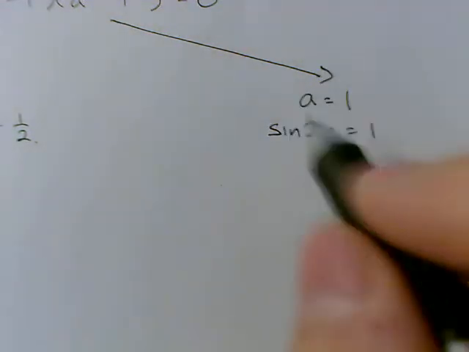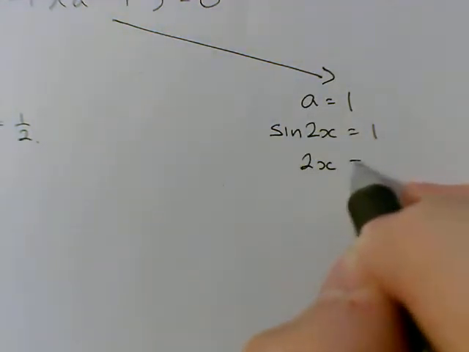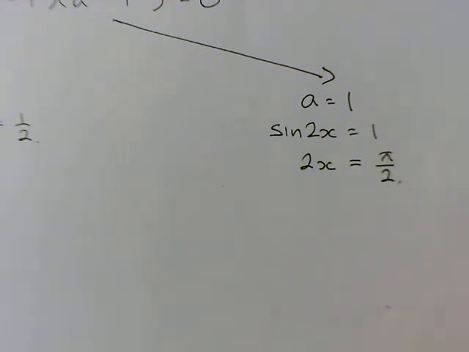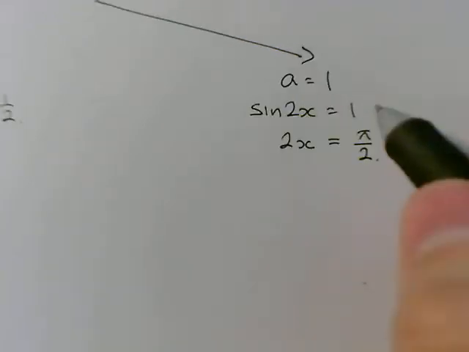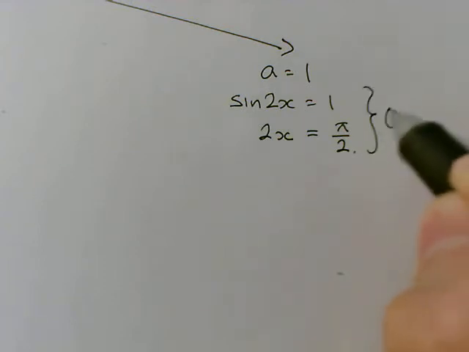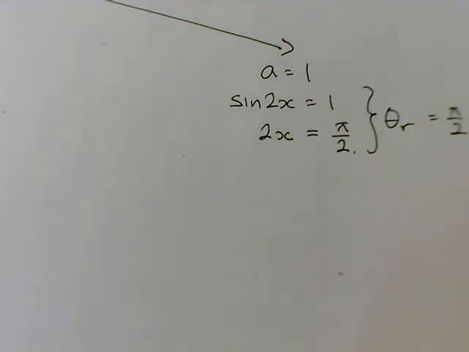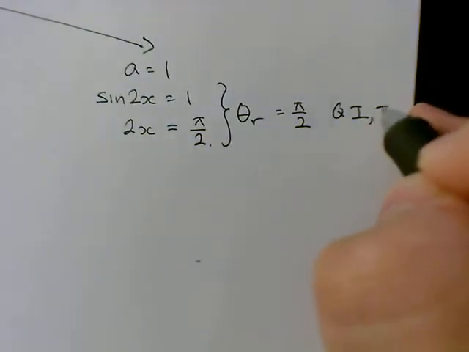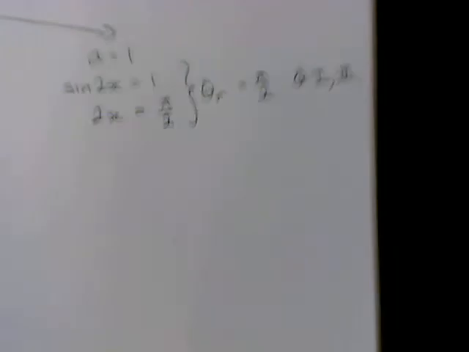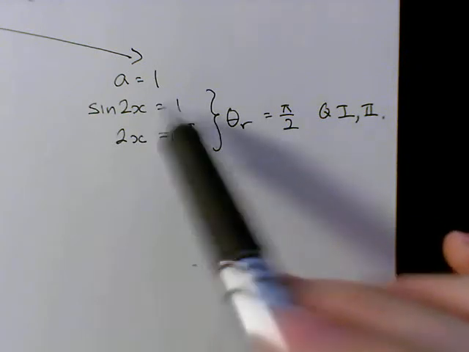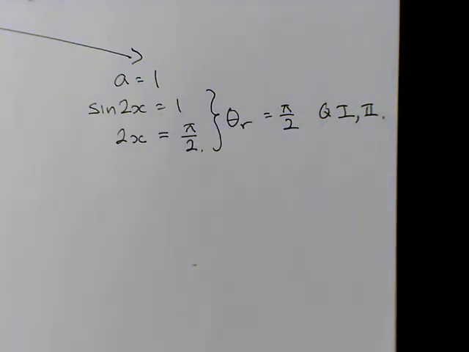Okay, so that is equal to 1, which means 2x would have to be some form of pi over 2. So in this case, again, I'm not going to actually say it's equal to pi over 2. All I know is that the reference angle is going to be pi over 2, because it could be in quadrant 1, where else do we get a sine that's positive? It could also be quadrant 2. I just know that pi over 2 is involved. And because it's positive, I know it's going to be in quadrant 1 or quadrant 2.